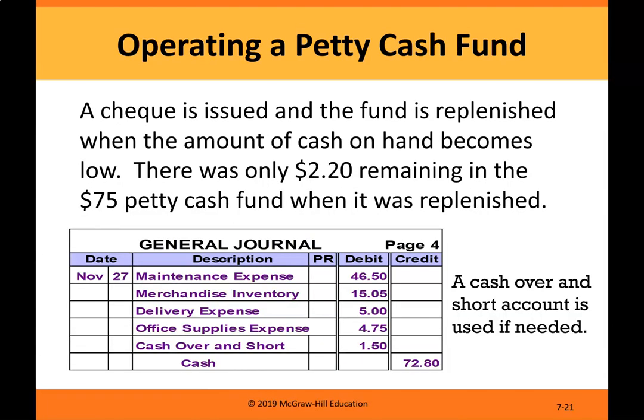Operating a petty cash fund. A check is issued and the fund is replenished when the amount of cash on hand becomes low. There is only $2.20 remaining in the $75 petty cash fund when it is replenished. A cash over and short account is used if needed.